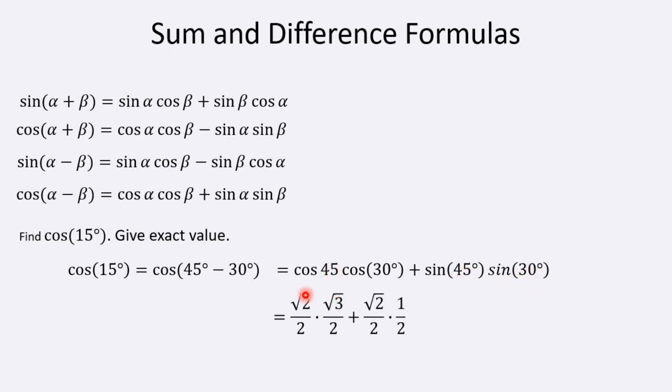The cosine of 45 is root 2 over 2, while the cosine of 30 degrees is root 3 over 2. The sine of 45 degrees is root 2 over 2, and the sine of 30 degrees is 1/2. So when I do all the multiplication, I'll get this. And when I add them together, I get this. So this is how we can use those sum and difference formulas.